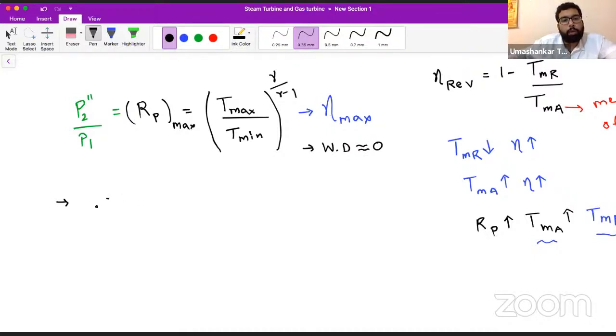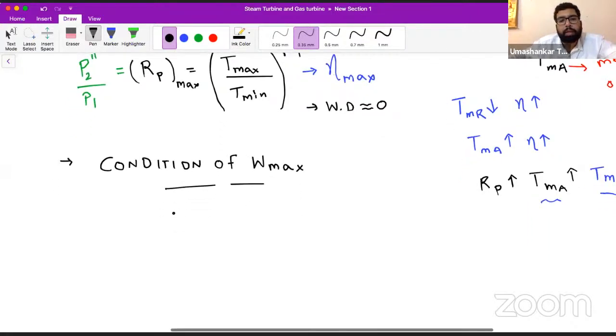So now I want to find at what pressure ratio condition we are going to get the maximum work, and the pressure ratio at that condition I will call RP optimum, the optimum pressure ratio. Okay, so how can we do it?